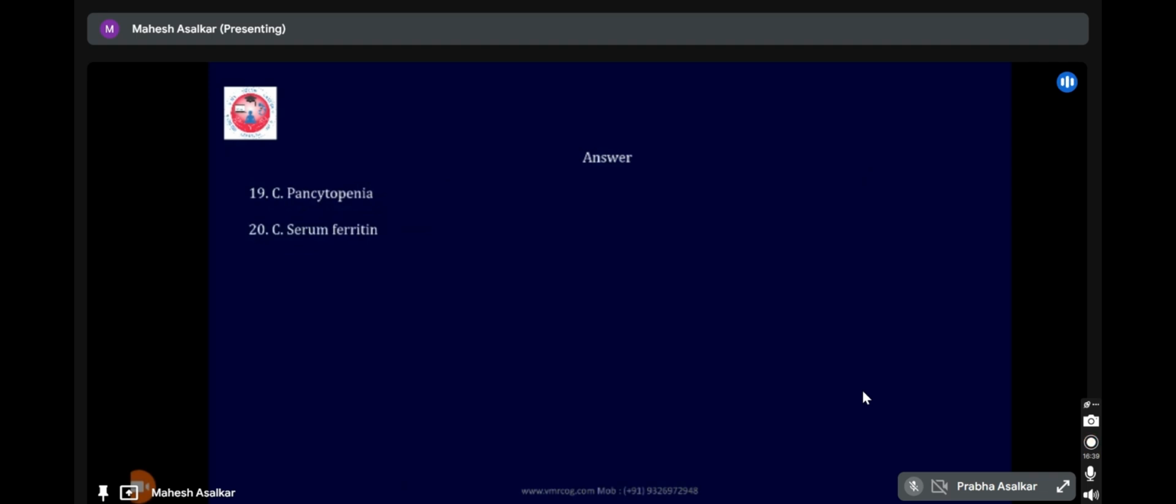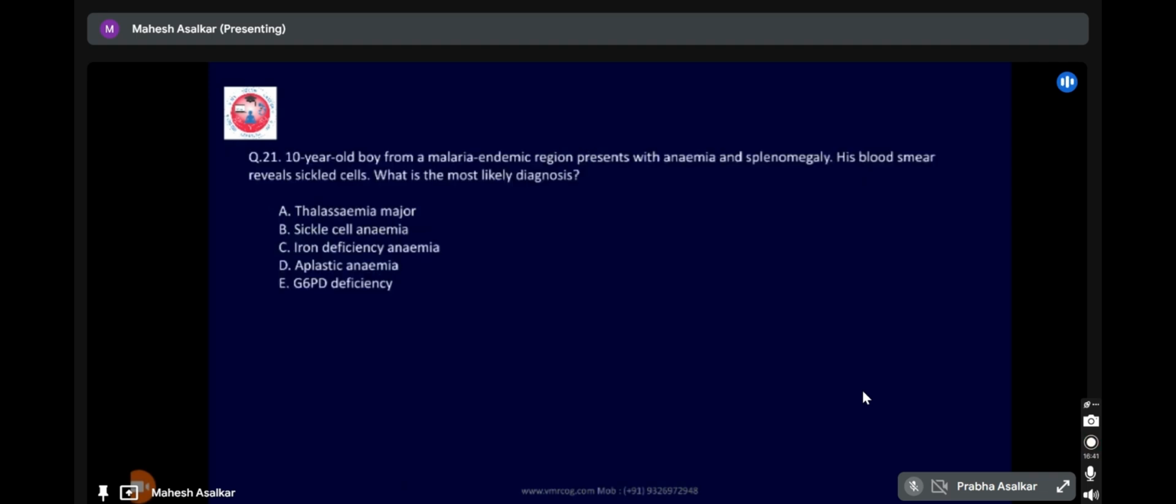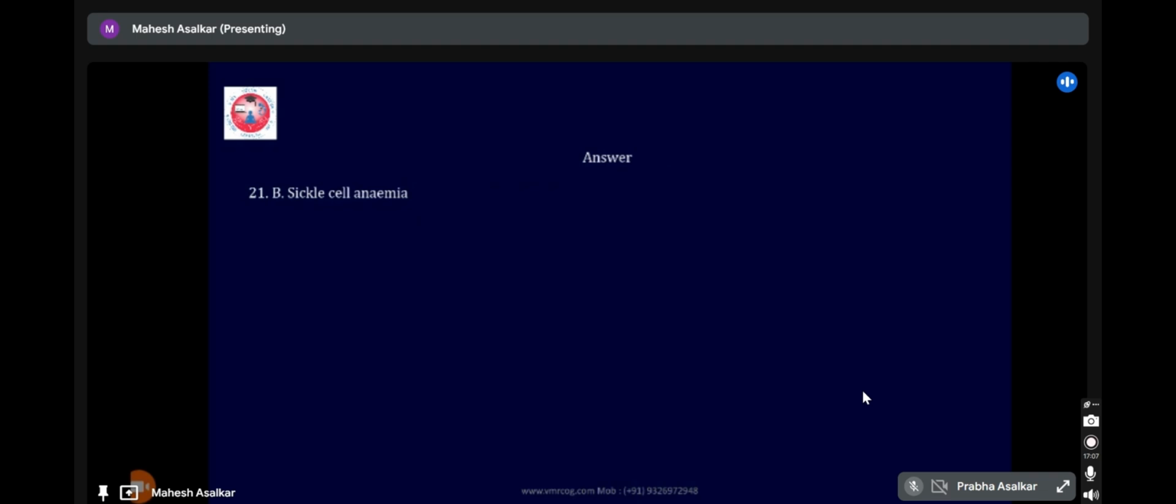Okay. Next question, Dr. Sinchana. This is the last question. We'll stop after this question. Yes, sir. A 10-year-old boy from a malaria endemic region presents with anemia and splenomegaly. His blood smear reveals sickle cells. What is the most likely diagnosis? Thalassemia major, sickle cell anemia, iron deficiency anemia, aplastic anemia, or G6PD deficiency? It will be sickle cell anemia. Correct. So it is sickle cell anemia.